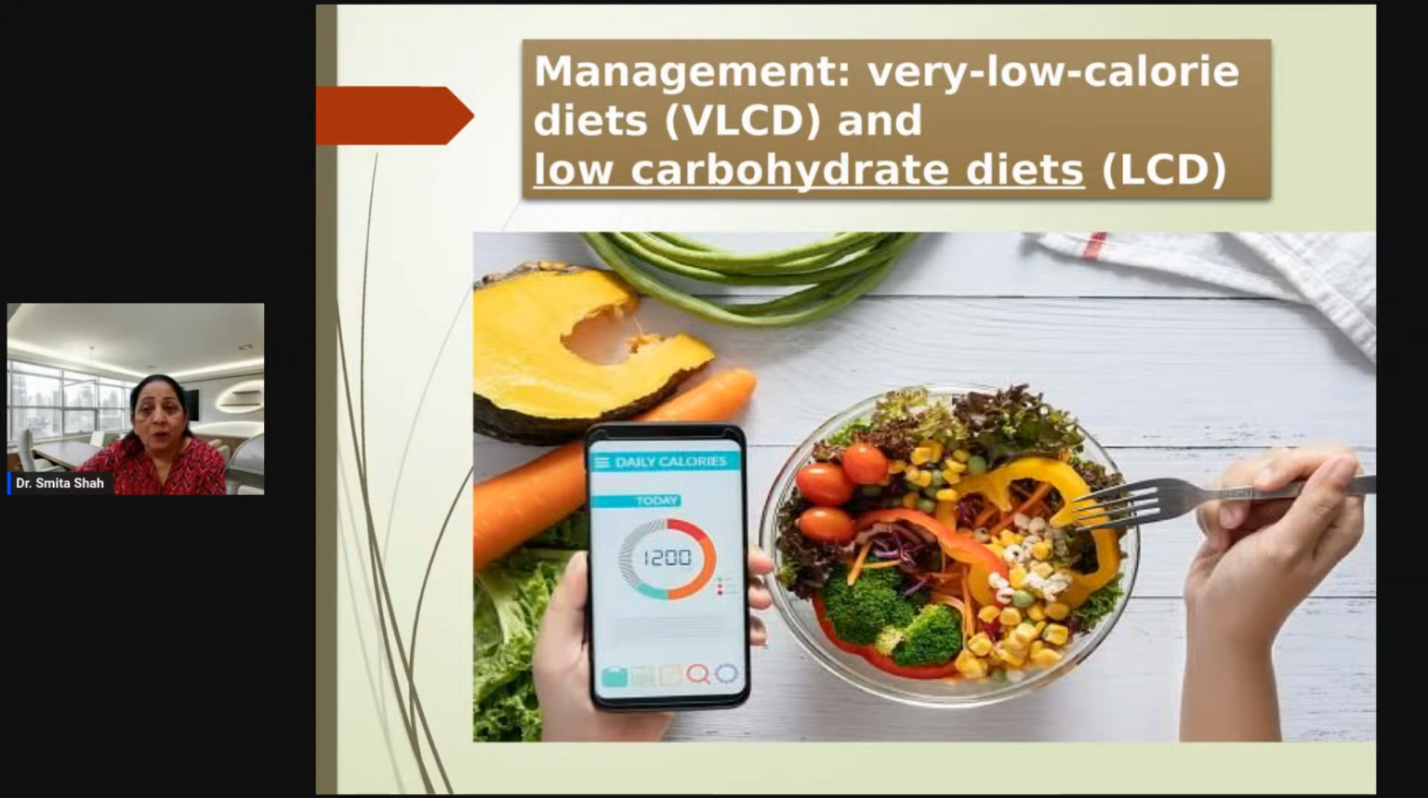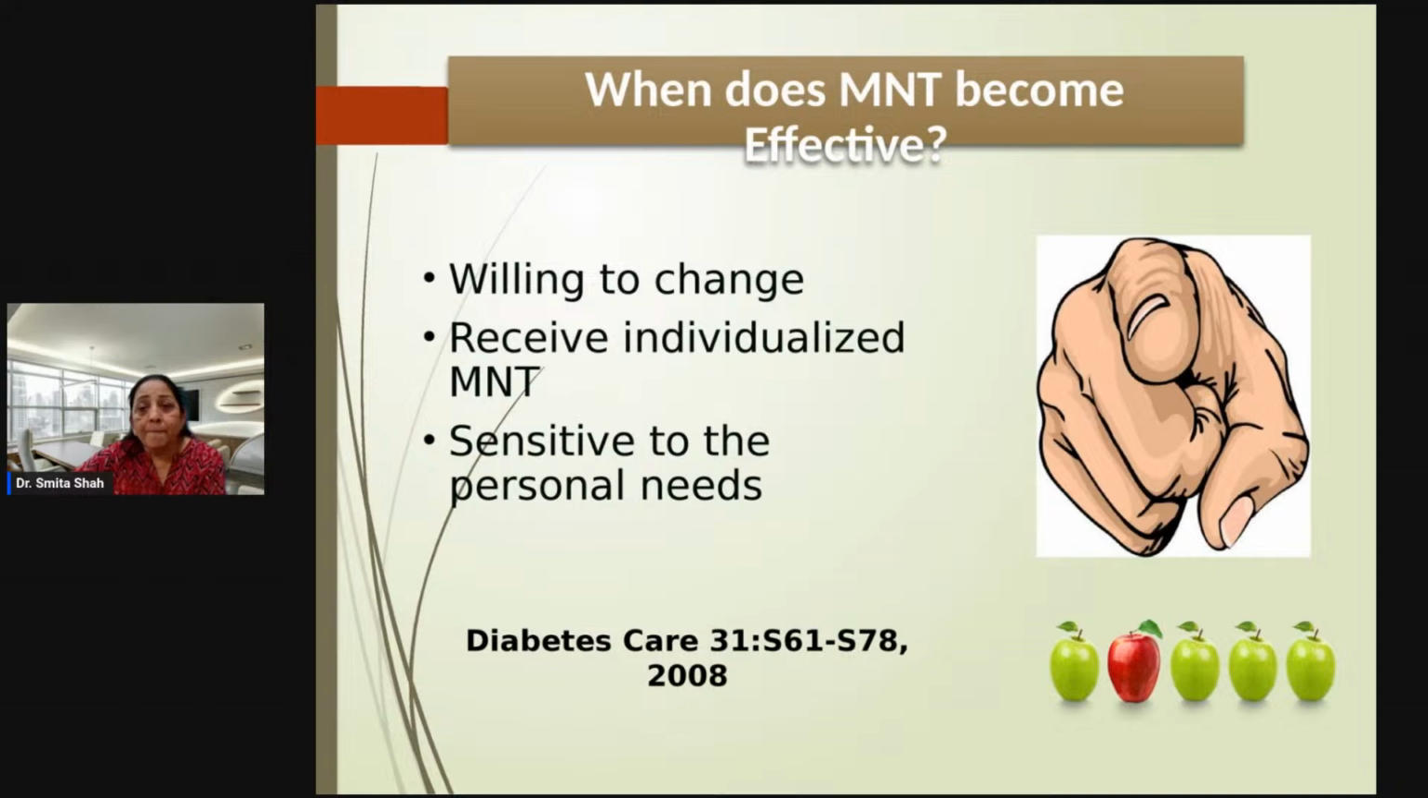So, management of the very low calorie diet, VLCD, and the low carbohydrate diet: this is not more than 1200 kilocalories. And when does MNT become effective?